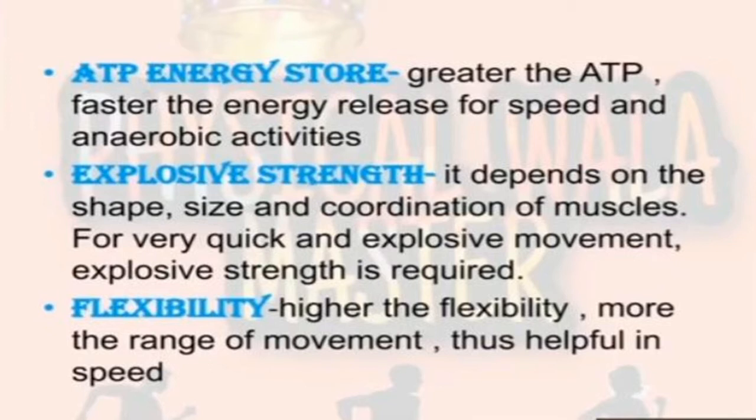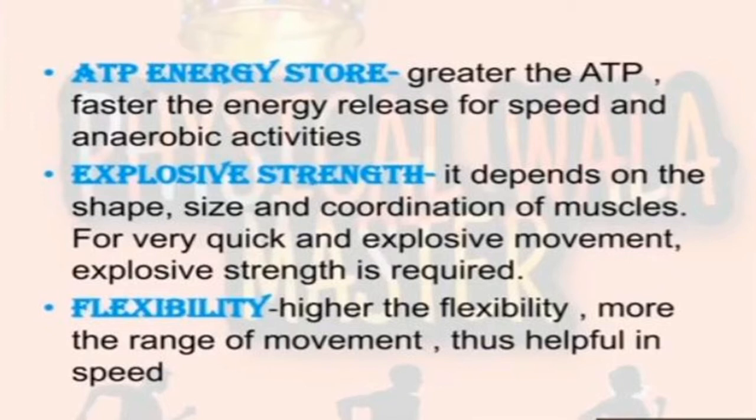This implies that the top sprinters have a higher percentage of fast twitch fibers, whereas endurance athletes have a higher percentage of slow twitch fibers. The next point is flexibility. Flexibility also determines the speed to a certain extent. In fact, good flexibility allows maximum range of movements without much internal resistance.